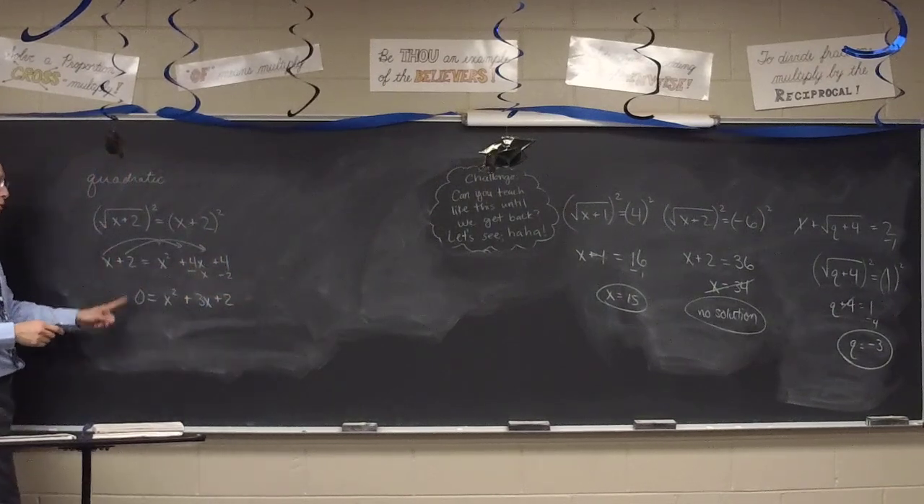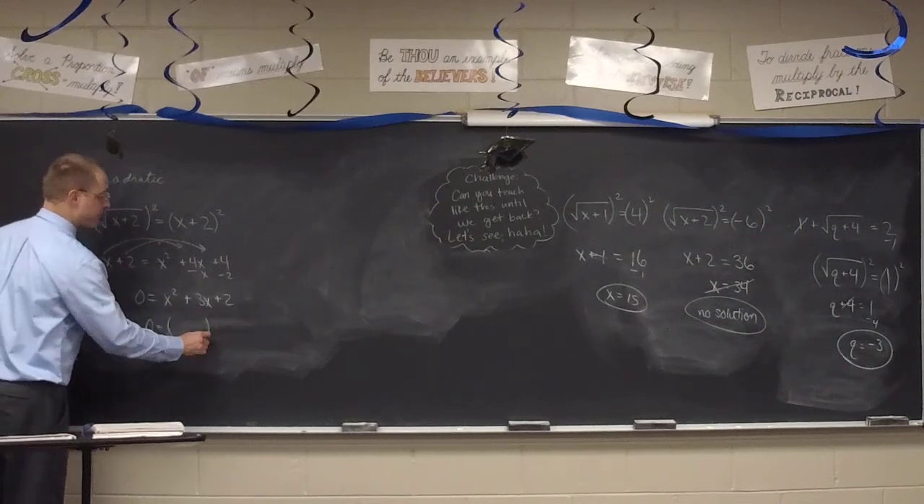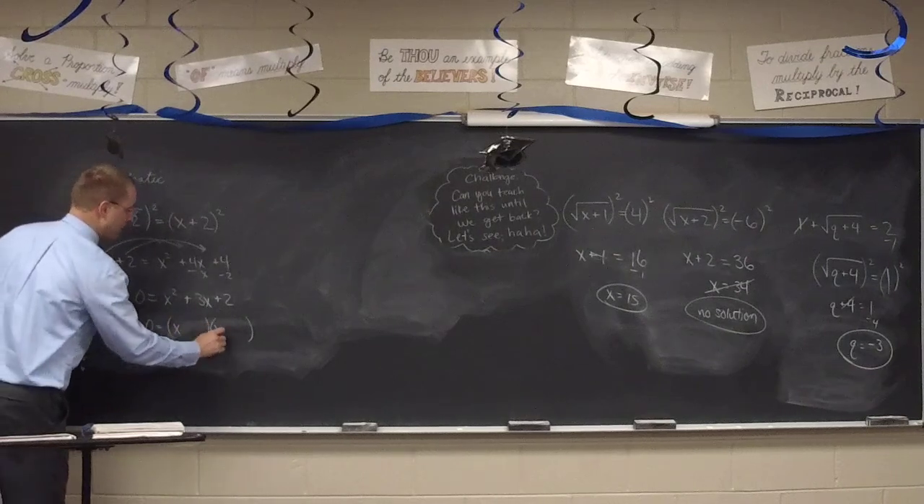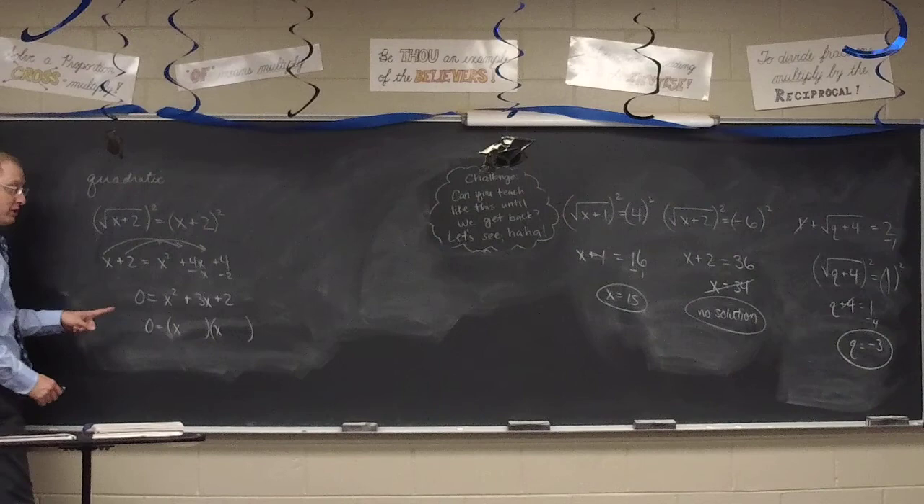Once I've set it equal to 0, then I'm going to factor, reverse FOIL, backwards FOIL. X squared splits into, do this with me at your seats, you're writing, X and X. Remember, I told you, copy down number 13. This all should be on your paper in your notes for reference for tonight's homework.